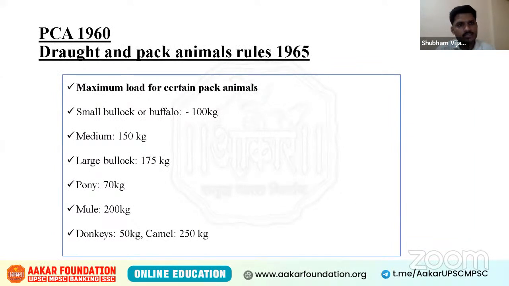Now, the next rule is the Draught and Pack Animal Rules 1965. You must be seeing this PCA 1960. Everything which we are taking later on will come under the PCA Act 1960 only. This rule is there for the animals who transport loads of heavy weight. There is a standard for each particular animal, how much they can carry. A small bullock or buffalo should carry 100 kg maximum. A medium bullock or buffalo, 150. A large bullock or buffalo, maximum 175 kg. Pony has to carry maximum 70 kg, mule 200 kg, donkey 50 kg, and camel 250 kg. Here the maximum is for the camel, that is 250 kg.